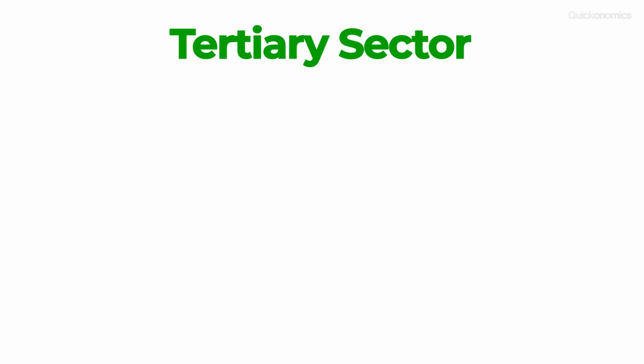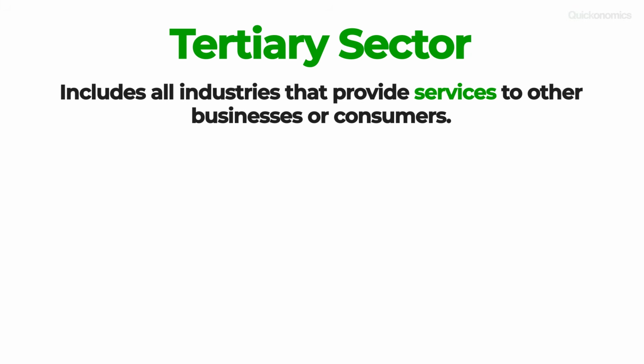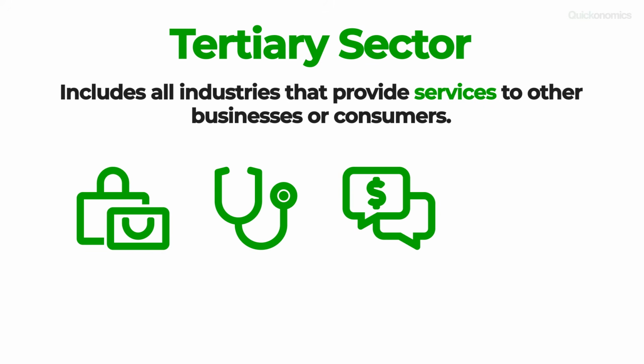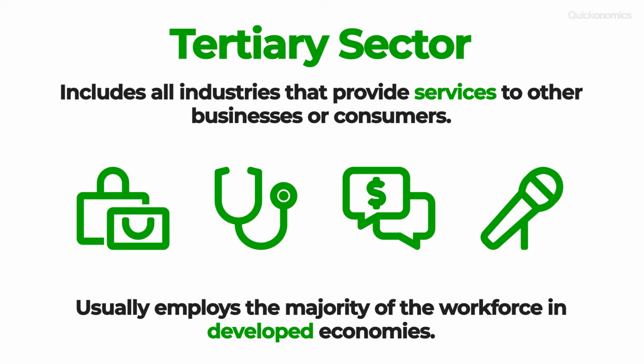The tertiary sector consists of all industries that provide services to other businesses or consumers. It is sometimes also referred to as the service sector or service industry. Examples of tertiary sector industries include retail, healthcare, financial services, and entertainment. The tertiary sector focuses on human interactions, which are inherently difficult to automate and replace by robots. Therefore, the need for workers in the service industry increases as economies develop.